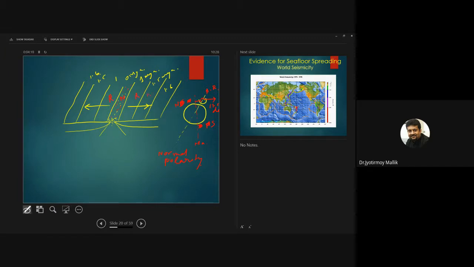And then again I had normal polarity, then again maybe I had reverse polarities. So I have alternate strips of normal and reverse polarities as the rocks become older away from the ridge. That is what can be observed in the mid-oceanic ridge, and this is one of the fundamental evidences that such a thing actually happens.